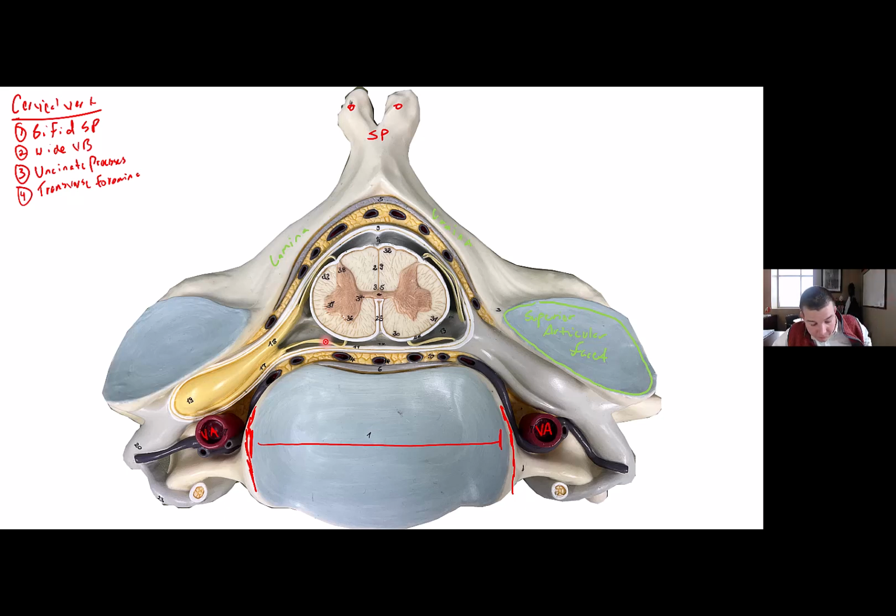Okay, so let's dive in, start from the inside and work our way out, looking at the spinal cord. The spinal cord is kind of shaped like, I've always thought, the letter H, like this.